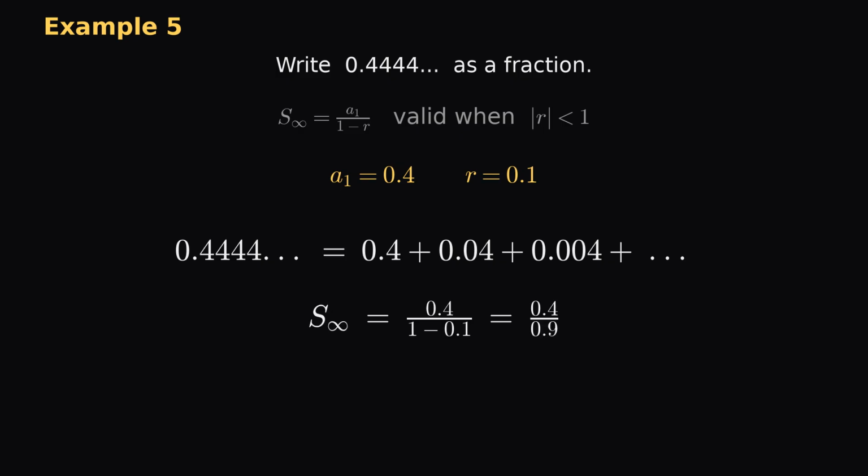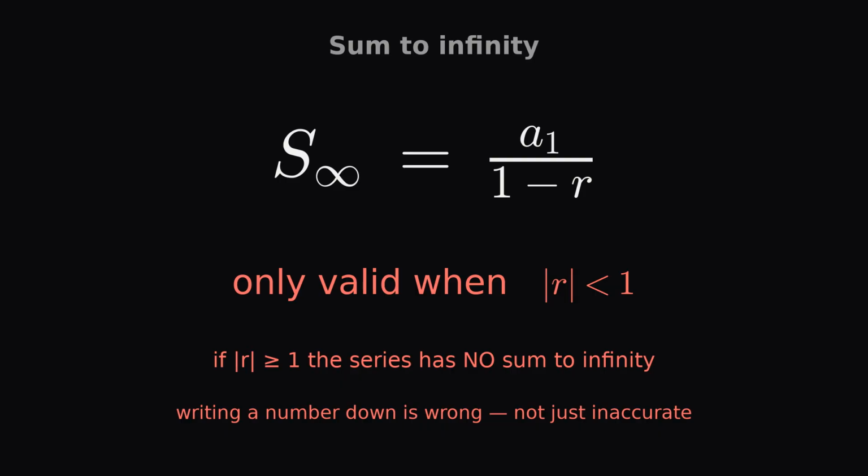0.4 over 1 minus 0.1. That's 0.4 over 0.9. Multiply top and bottom by 10. 4/9. And check it on your calculator. 4 divided by 9 is 0.4444. Geometric sequences aren't just an exam topic.